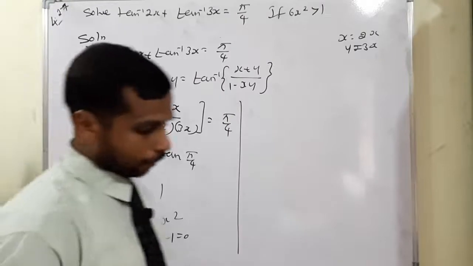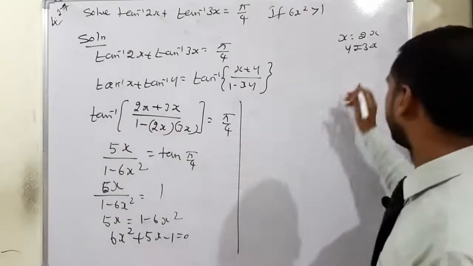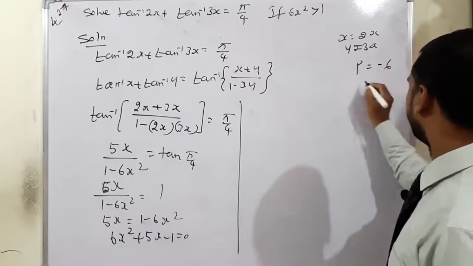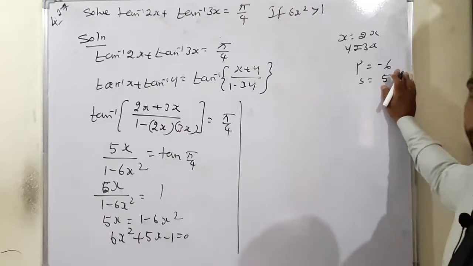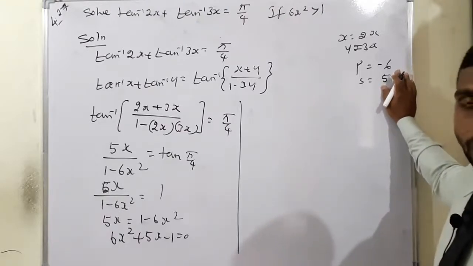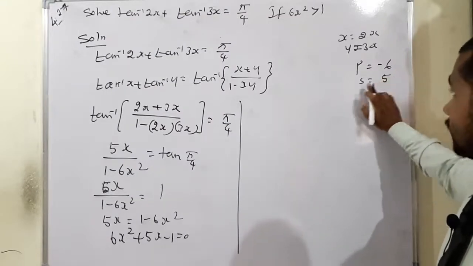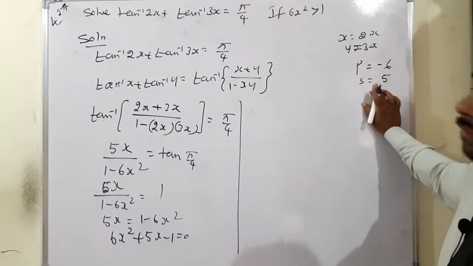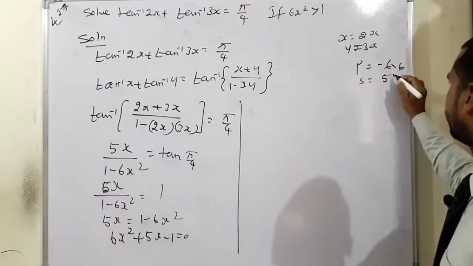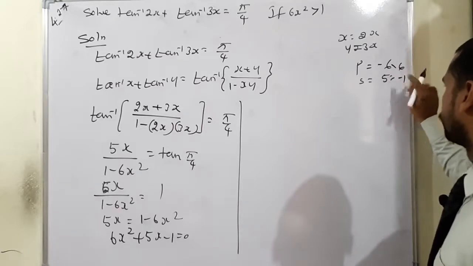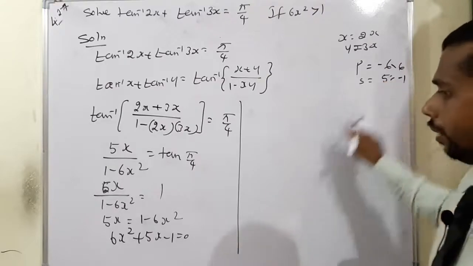Now we can apply the sum product rule. The product is 6 into minus 1, which is minus 6. The sum is positive 5. As I already told you, if the product is negative, select one positive and one negative number. Since the sum is positive, the bigger number should be positive. Therefore, definitely 6 and minus 1. 6 into minus 1 is minus 6, and 6 minus 1 is equal to positive 5.